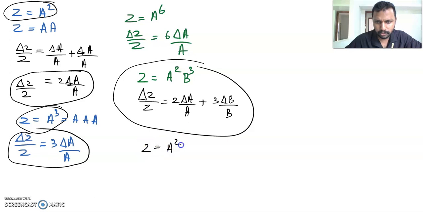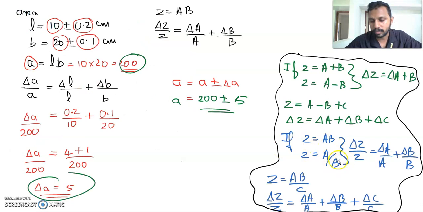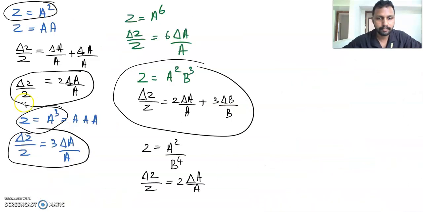Z is equal to a square divided by b raised to 4. Then what should be the answer? It should be delta z by z is equal to, since it is a square, it should be 2 delta a by a divided by b raised to 4. If it is divided by or into, the relative errors are getting added up. If it is a into b or a by b, the relative errors are getting added up. Therefore, we could say a square, it is 2 delta a by a. Then divided by b raised to 4, means it should be plus 4 delta b by b.